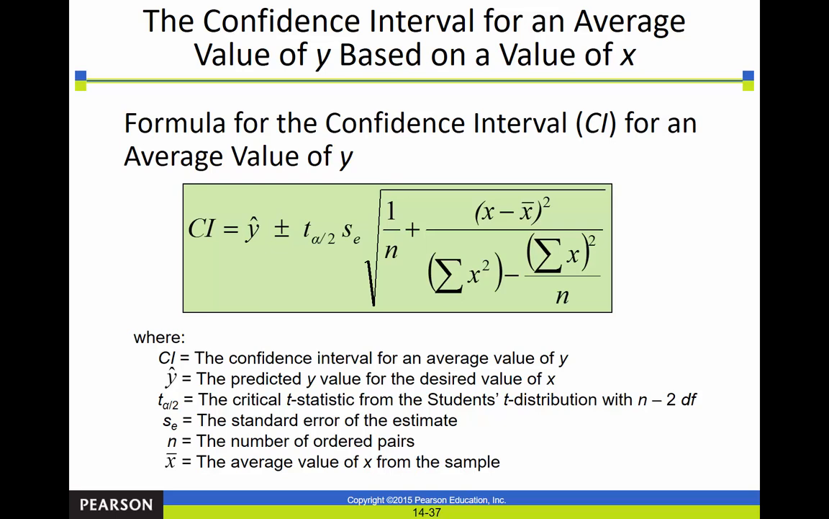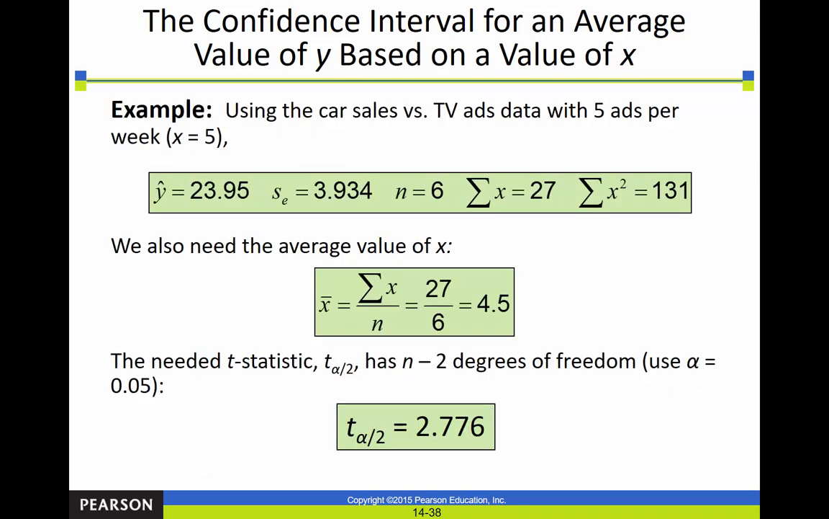So you have your y hat, your predicted value of y for the desired value of x, plus or minus your critical t, times your standard error, times the square root of 1 over n plus x minus x bar squared, divided by the sum of x squared minus the sum of x squared divided by n. Again, if you plug the information in, it's just basic math, okay? So don't let the look of that formula scare you.